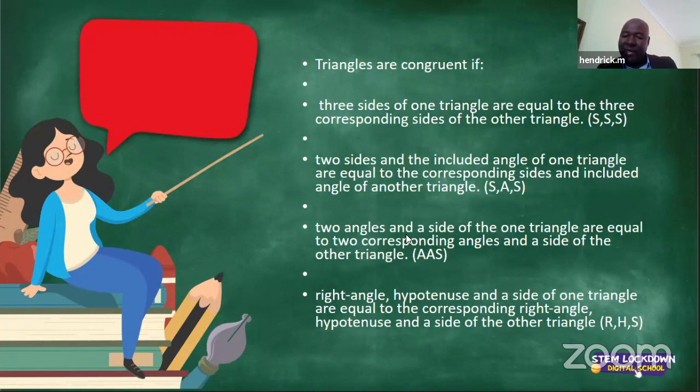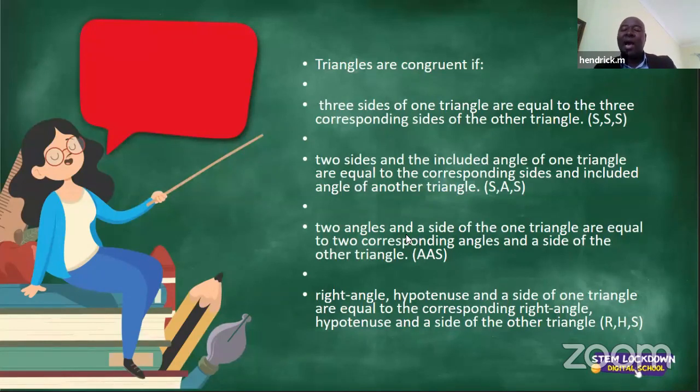And the last condition is where you have the right angle, the hypotenuse side, and another side which are equal to the corresponding right angle, the hypotenuse, and the side of the other triangle. So if you have two triangles, one with a right angle and the other with a right angle, then you know that the two right angles are equal. And on the hypotenuse side, the side that is opposite the right angle. And of course, the last side, then you can conclude.